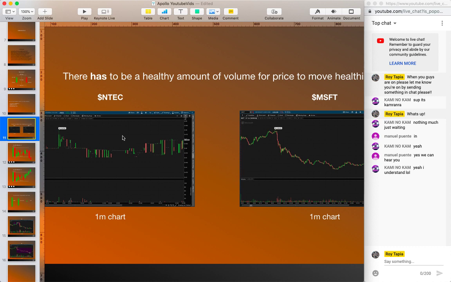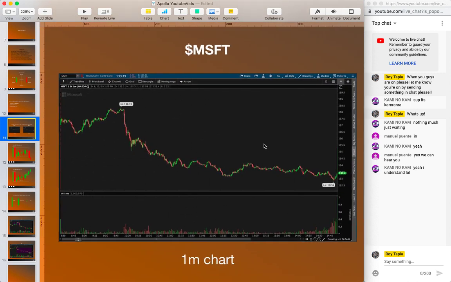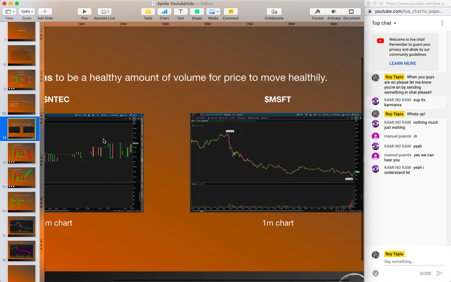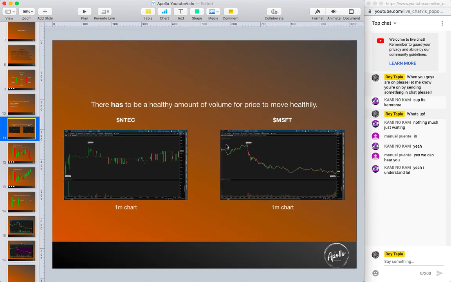So you've got Intech over here as a bad example, and Microsoft over here, a $1 trillion company trading at $133 a share. Also a 1-minute chart, but it's a lot healthier. You can see price moving healthily. It moves a lot more in relation to this one. There's a lot more candlesticks. Each candlestick moves a little less, but there's healthy movement. With price action strategies, volume goes hand in hand with price. You can't have a price action strategy with stocks or companies that have low volume and aren't moving healthily.